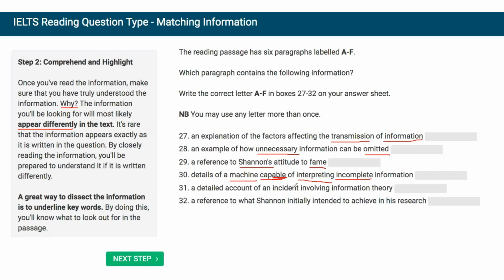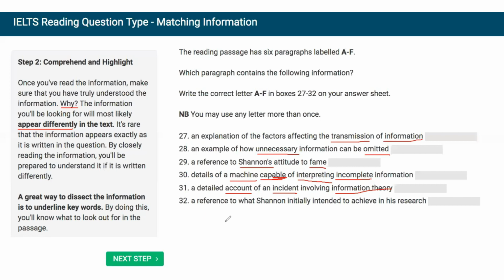Number 31, we see a detailed account of an incident involving information theory. So here we have another incident. I would highlight that. And then, of course, information theory. I think theory is probably the biggest key and the biggest clue for number 31. And another way to say, for example, account, we could say a detailed description, or another way to say incident could be perhaps an occasion or a time in this information theory.